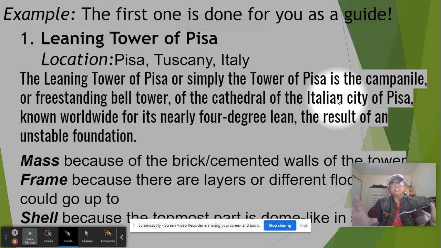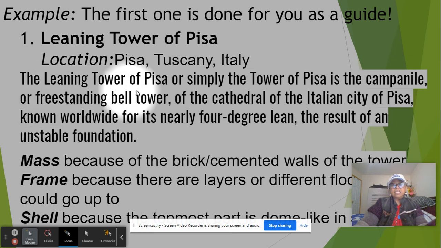So 10 structures for you to do on that loose leaf. The first one is done for you as a guide. For each of the 10 structures that I've mentioned, I want you to name the structure, because that's the expectation. Here in this case, I would say Leaning Tower of Pisa. Mention the location, which is something you can Google or research. It's in Pisa, Tuscany, Italy, and a little bit of information about the structure.